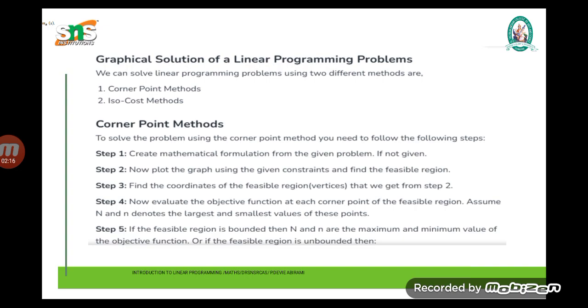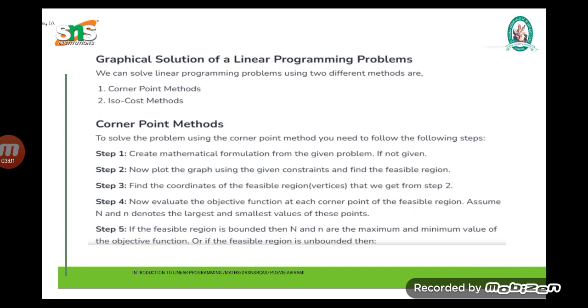Our algorithm is: Step 1, create a mathematical formulation from the given problem if it is not given. Step 2, plot the graph using the given constraints and find the feasible region. Step 3, find the coordinates of the corner points of the feasible region that we get from step 2. Step 4, evaluate the objective function at the corner points of the feasible region. Assume capital M and m denote the largest and the smallest value of these points. Step 5, if the feasible region is bounded, then M and m are the maximum and minimum values of the objective function, or if the feasible region is unbounded, then it has two cases.